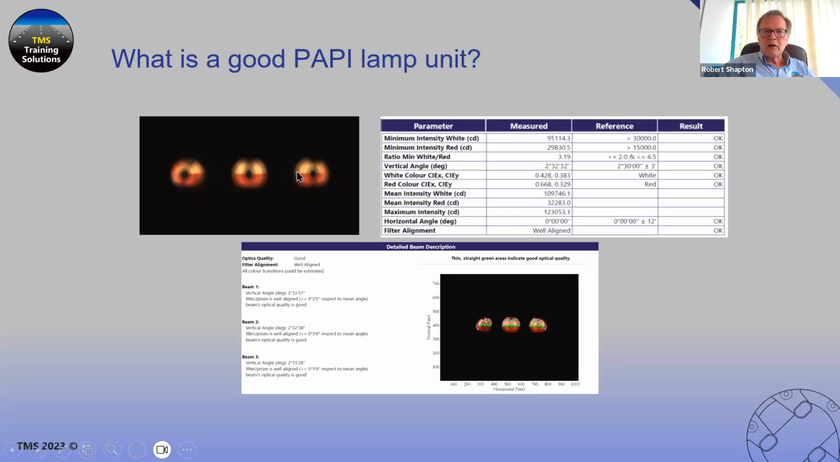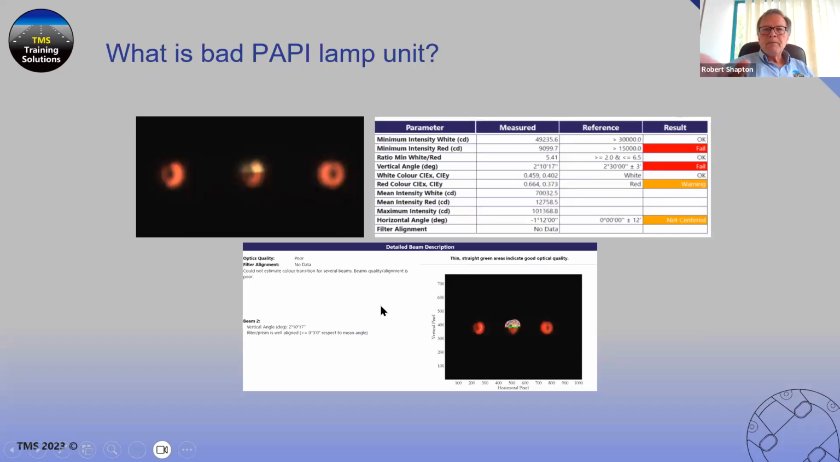This is a sharp PAPI. You can see the beams are nicely aligned. And if you actually measure them precisely, you'll see the beams are 2 degrees 33 minutes, 32 minutes, and 31 minutes. So they're very closely aligned. A good PAPI. This is an example of a bad PAPI unit. The intensity is down. The red is below the threshold of 15,000 candela. The setting angle, well, you can see the beams are not aligned. The central beam is 2 degrees and 10 minutes. The other two are indeterminate because they're so far off. So that will result in a very pink transition for any pilot.